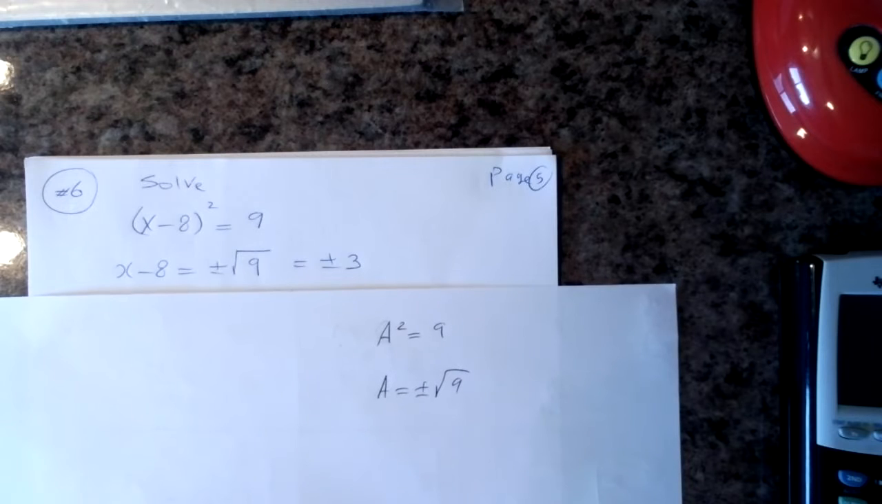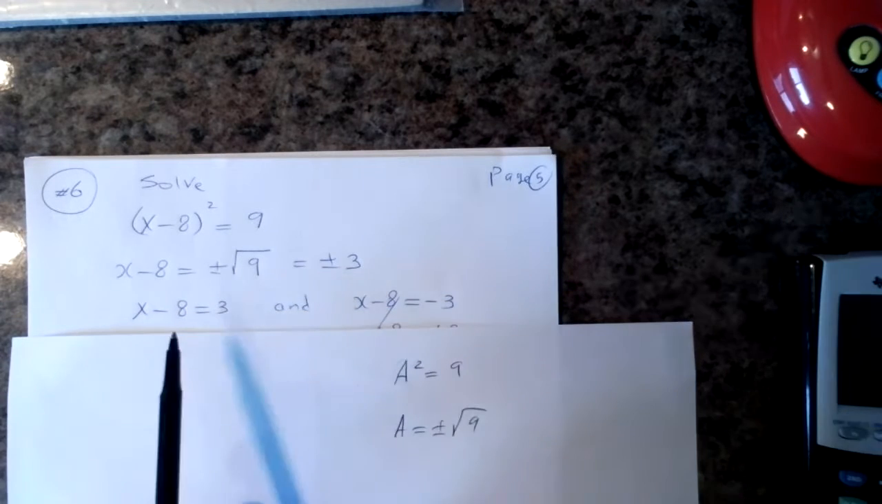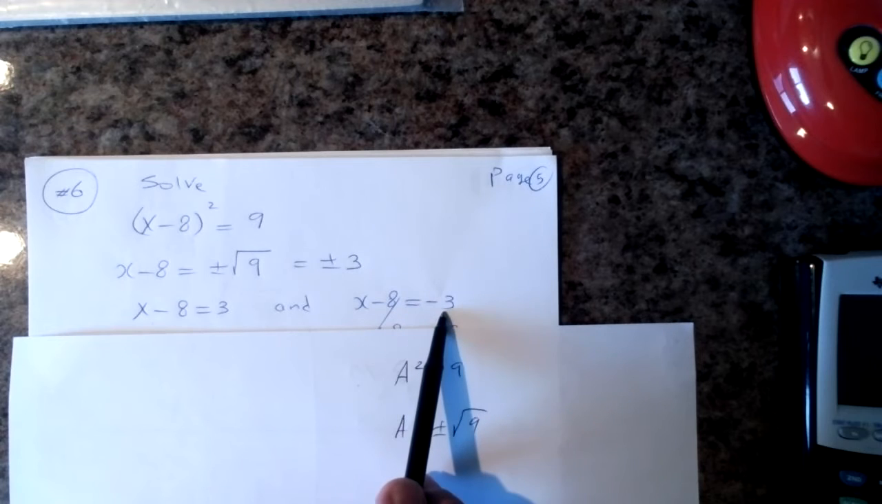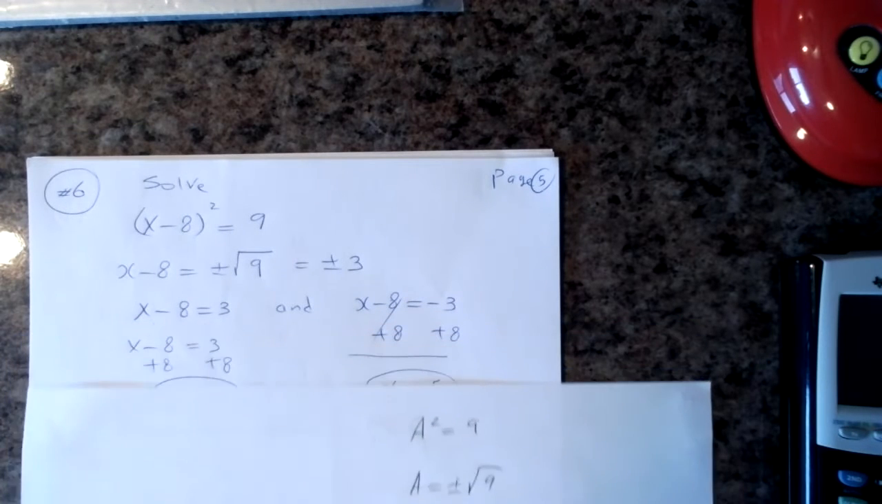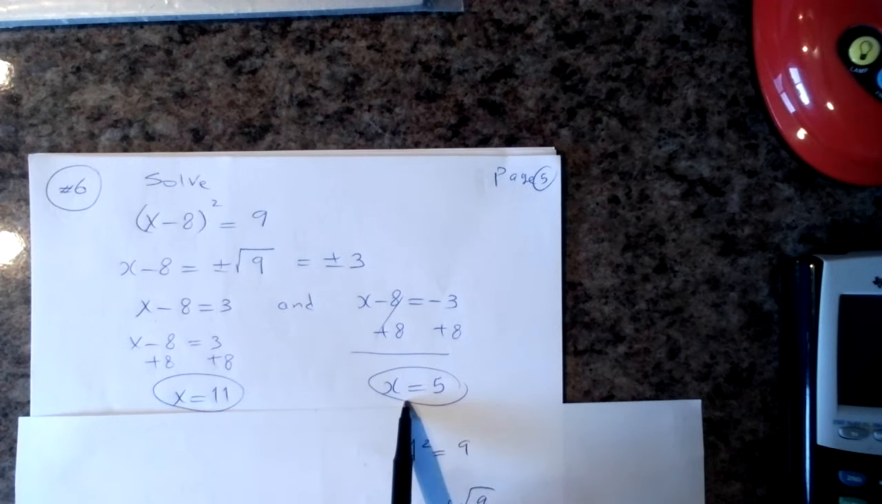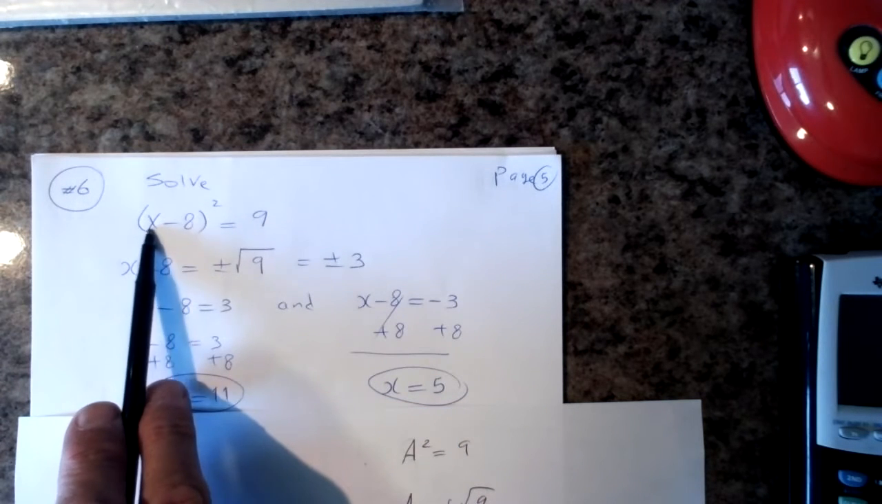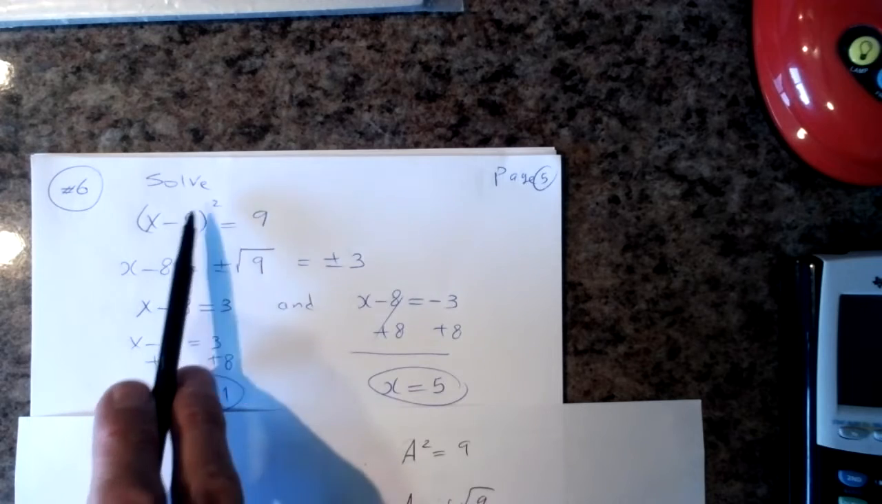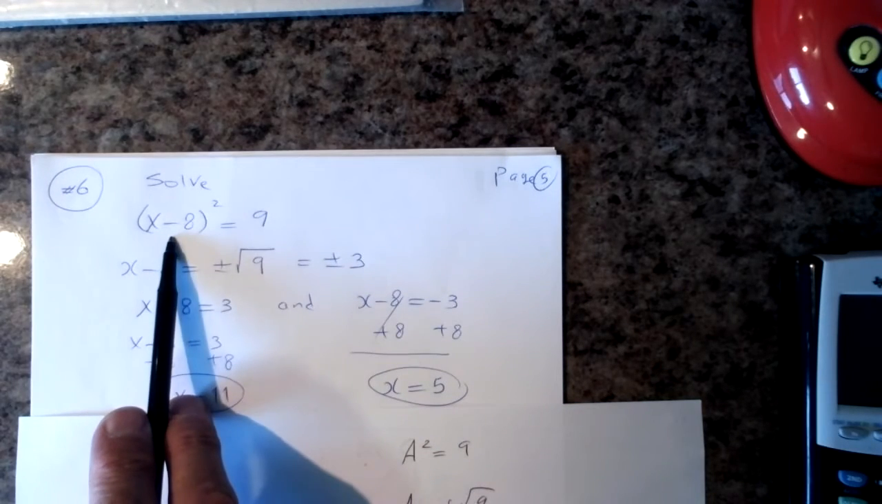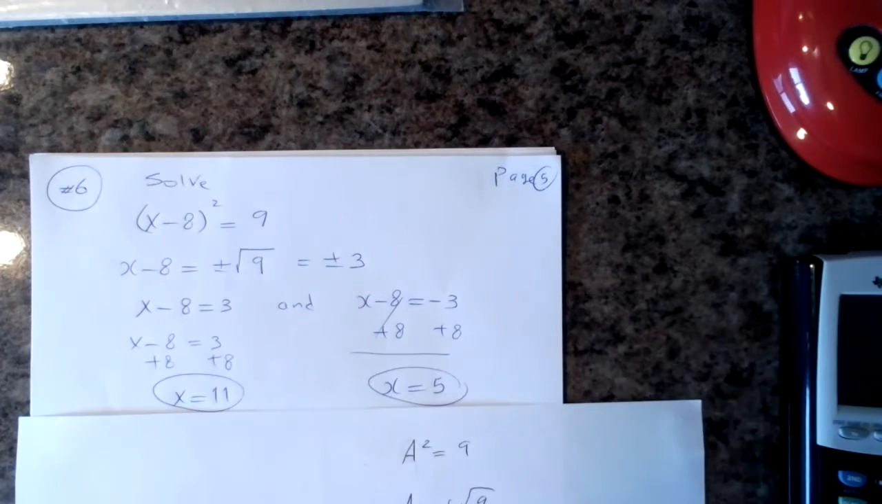So now there are two equations. One is x minus 8 is 3. Second, x minus 8 equals negative 3. When you solve both, you come up with two answers. If you want to check, both of these answers work. I put a 5 here: 5 minus 8 is negative 3, and negative 3 to the power of 2 is 9. I put 11: 11 minus 8 is 3, and 3 to the power of 2 is 9.